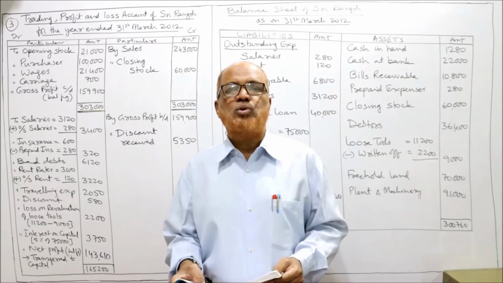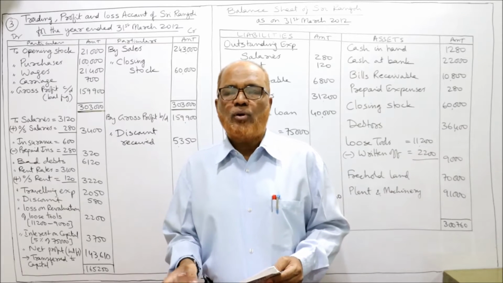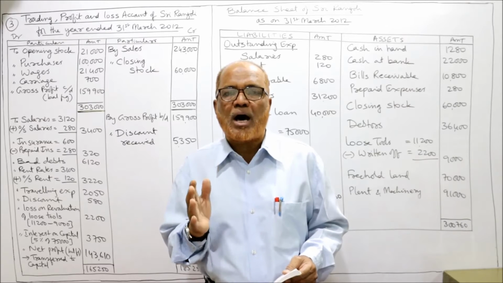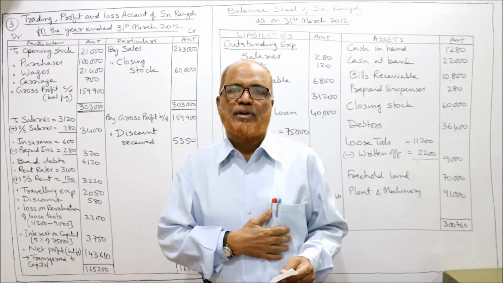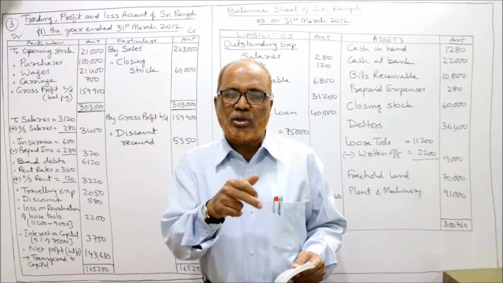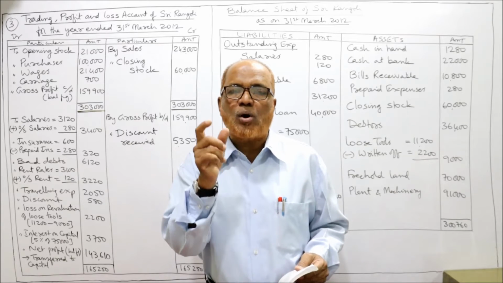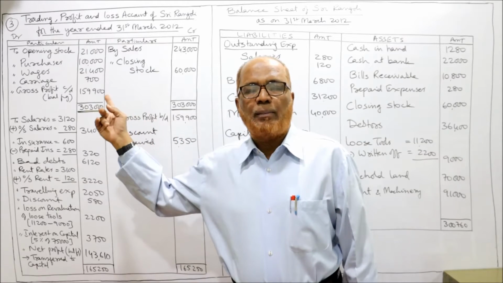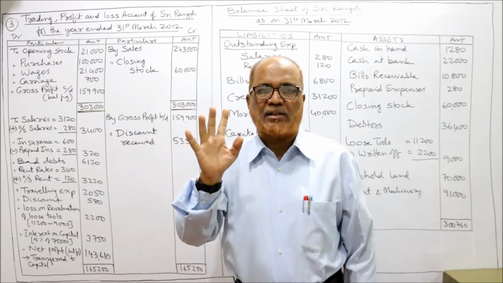Stock on 1/4/2011. 1/4/2011 means the beginning of the year. We are closing the accounts on 31st March 2012, so our year begins from 1st April 2011. The stock on 1/4/2011 is the opening stock. Opening stock will be taken on the debit side of the trading account only once. That's all.